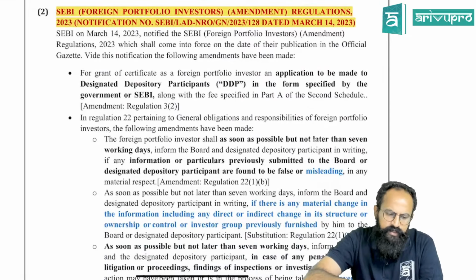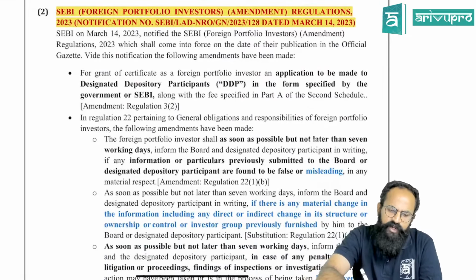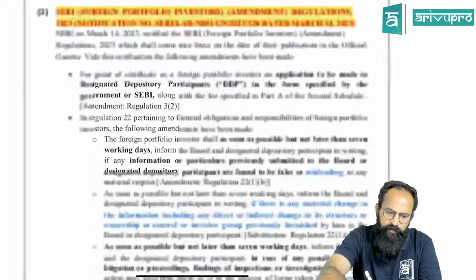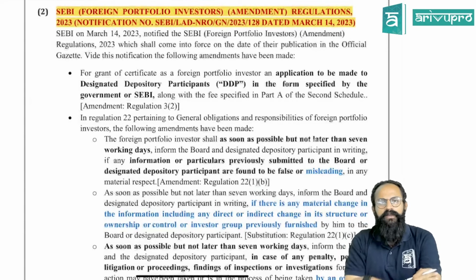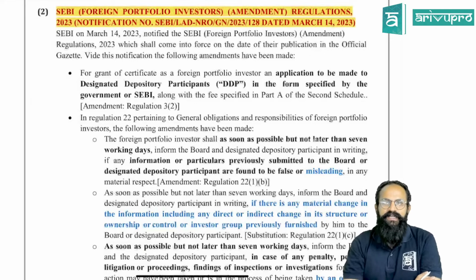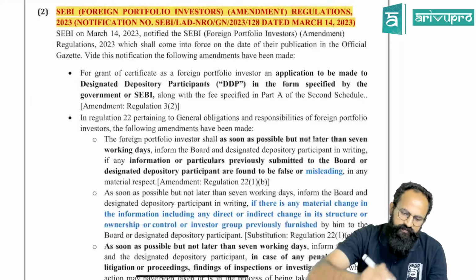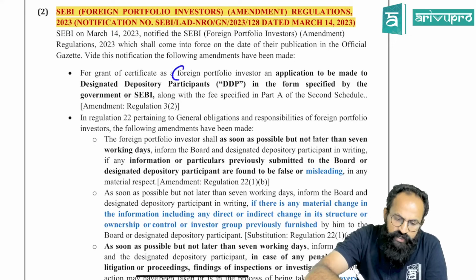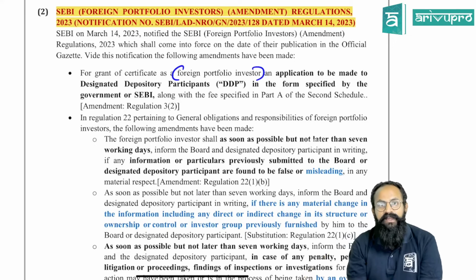Next one, sir. We had something called foreign portfolio investors. In the intermediaries regulations, you had something called FPI. Correct? In that they have added some information. See here. If you want to be called a foreign portfolio investor, now they are telling you, you have to apply for a certificate to be called a foreign portfolio investor.